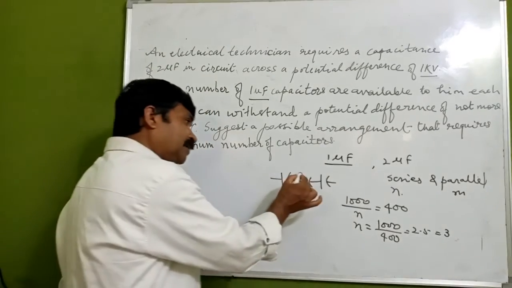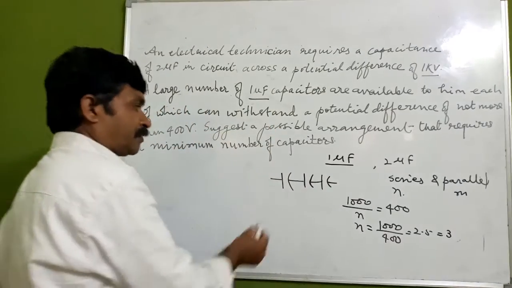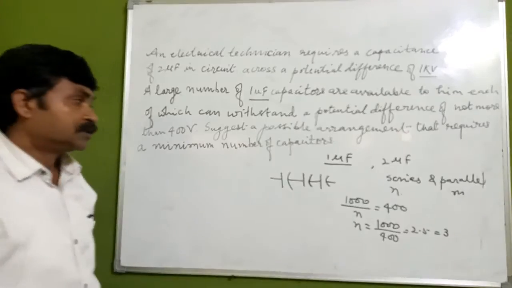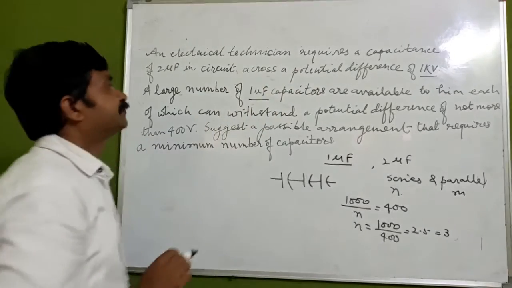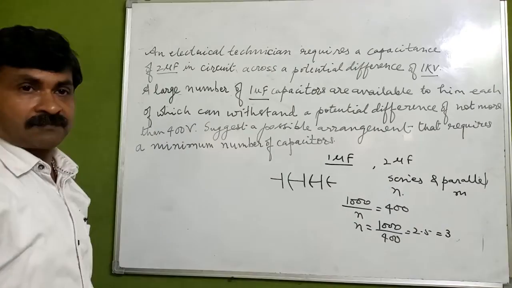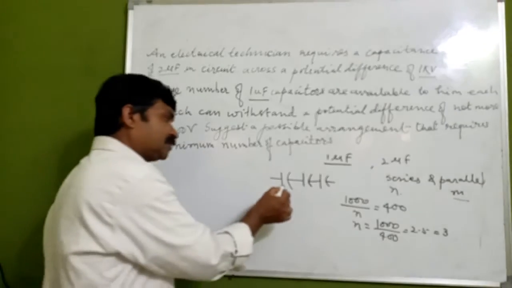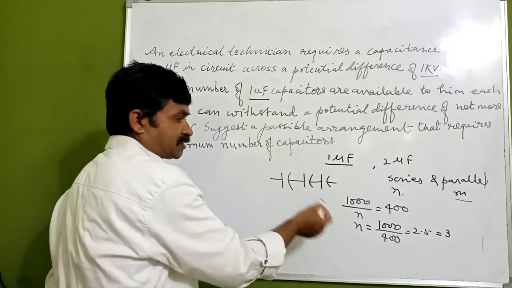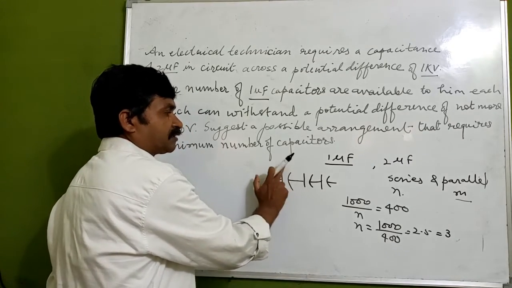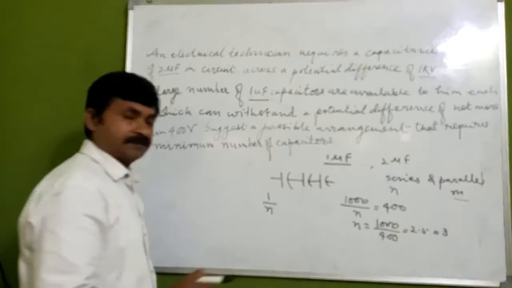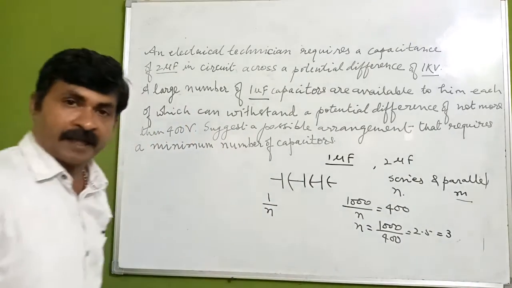Now, if we have taken these 3 capacitances connected in series, each of capacity 1 microfarad, we require 2 microfarad capacitance. So we have already taken n, now we need m. If we have n number of capacitances, each of 1 microfarad, the total capacitance of this series combination will be given by 1 upon n.